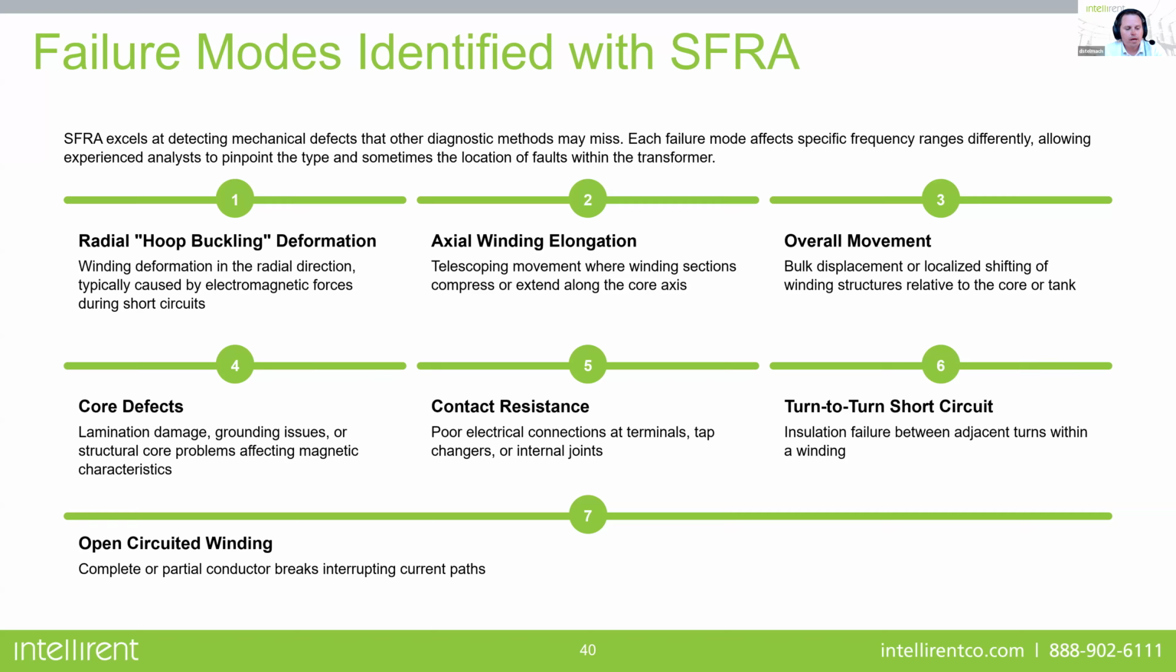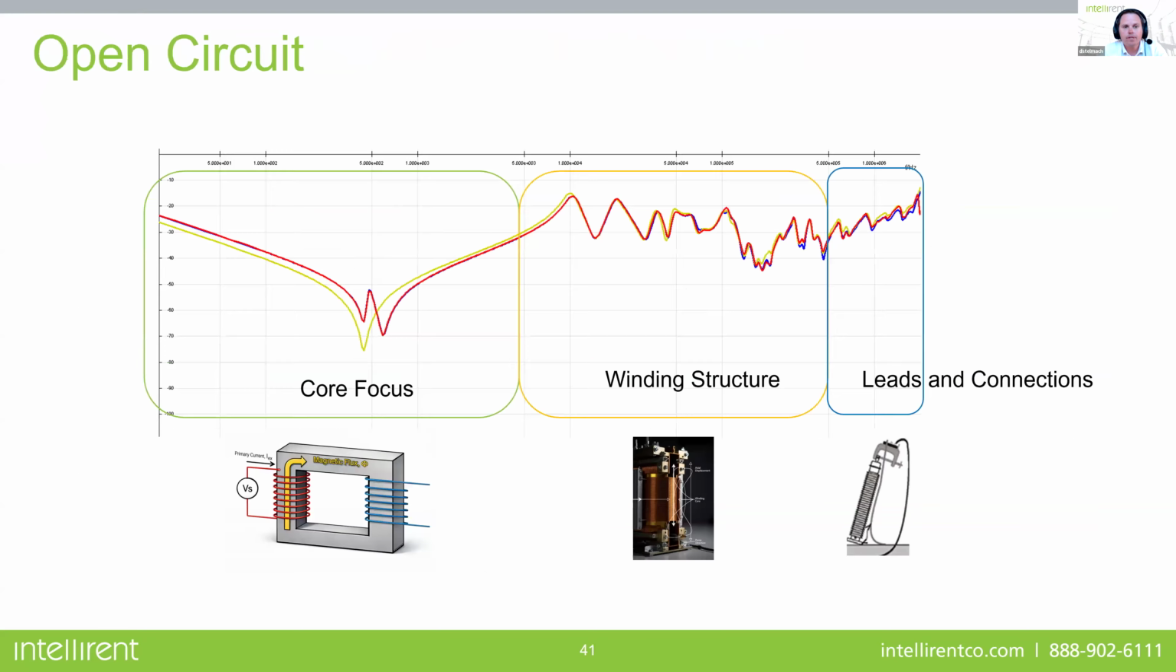When we perform the tests, we do what's called an open circuit test, where we inject on the high side and we leave the low side open circuited, and we do a short circuit test. This is an example of the open circuit test. Each frequency range looks at different parts of the transformer, and the lower the frequency, the bigger the part it looks at inside the transformer.